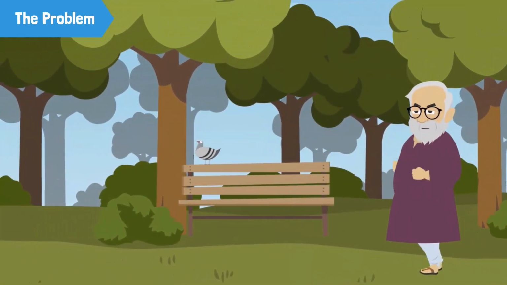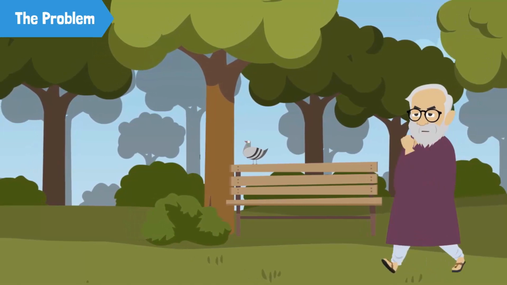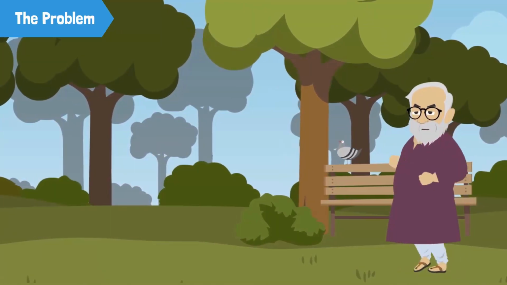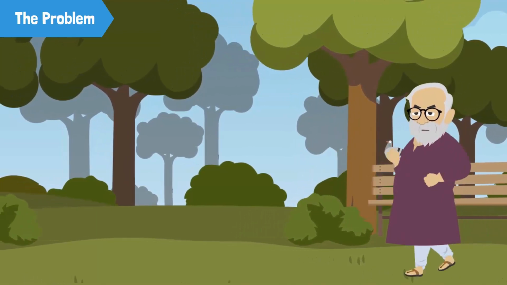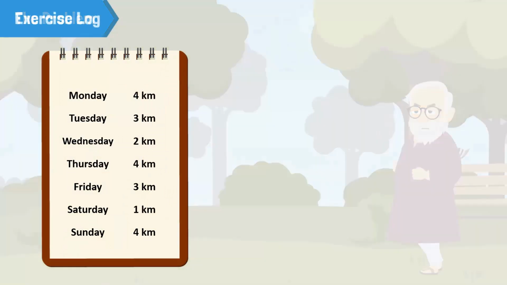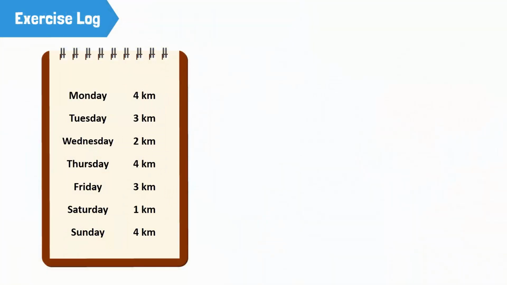Dadajan has been trying to lose some weight. To keep track of his exercise, he maintains a log of the number of kilometers he walks every day. Take a look at this data showing how far Dadajan walked in 1 week. But Dadajan is facing a problem.